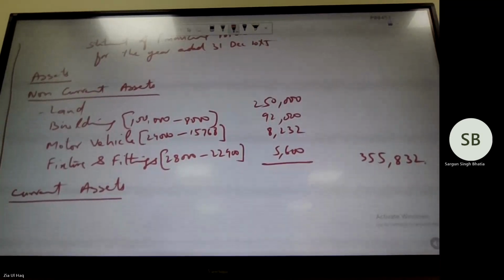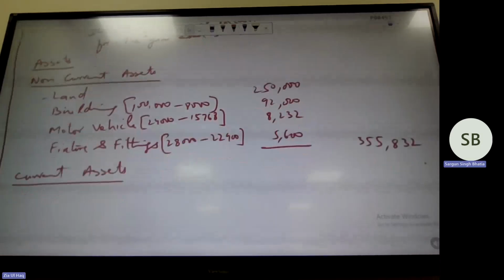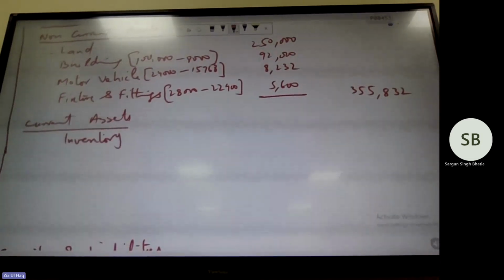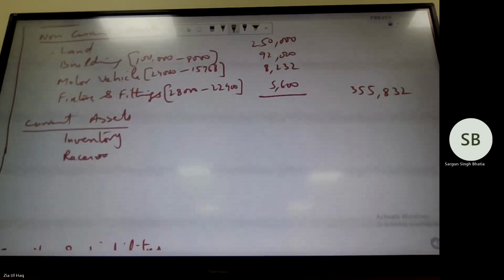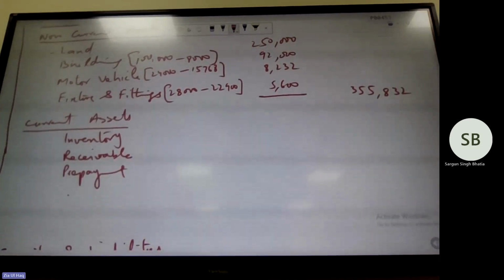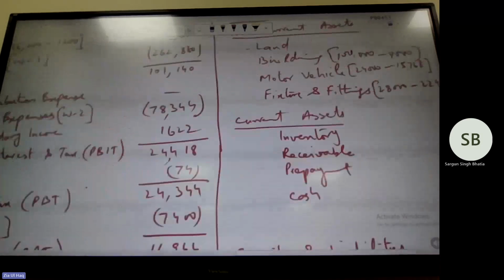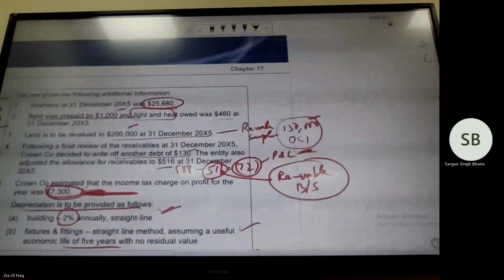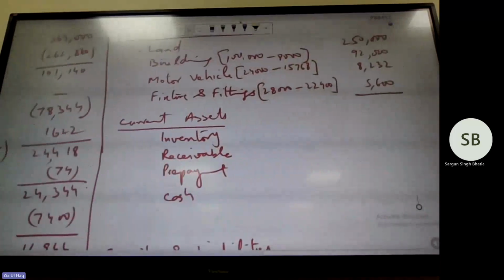Now, we are moving towards current assets. In current assets, we have closing inventory, receivables, and prepayments, such as prepaid rent, and cash either in hand or at bank. What is the inventory figure? The inventory figure is 25,680.